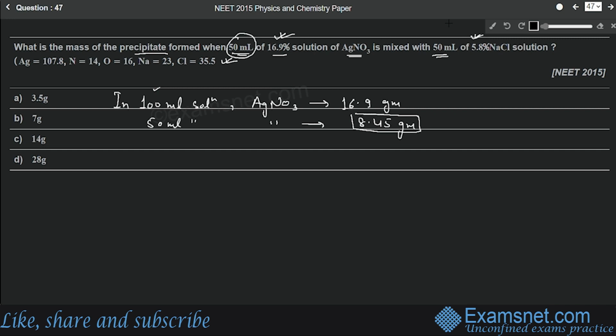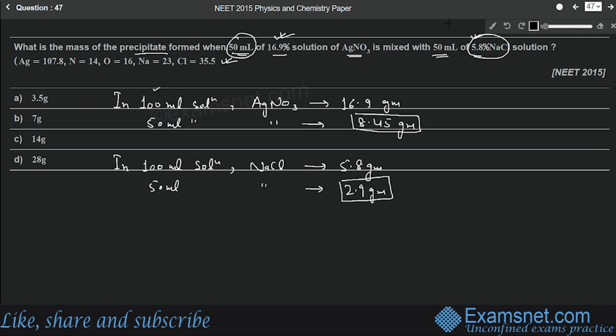Similarly, we have 5.8% NaCl. So we can find out the amount of NaCl also. In 100 ml solution, the amount of NaCl will be 5.8 grams. So since we have 50 ml solution here, the amount of NaCl will be half of 5.8 grams, that means 2.9 grams. So these are the amounts of silver nitrate and NaCl.